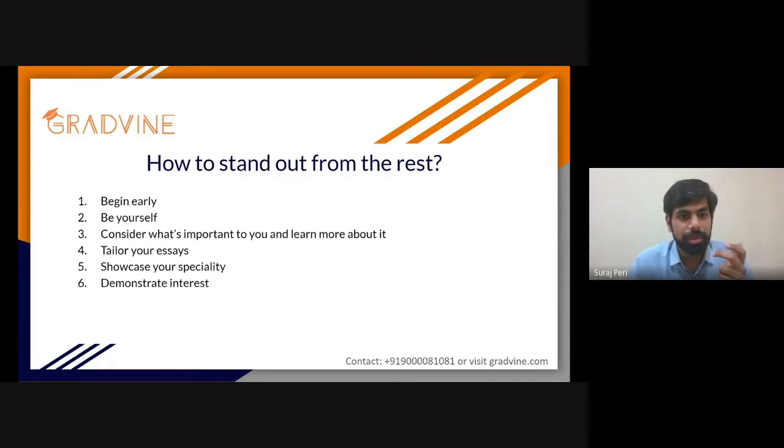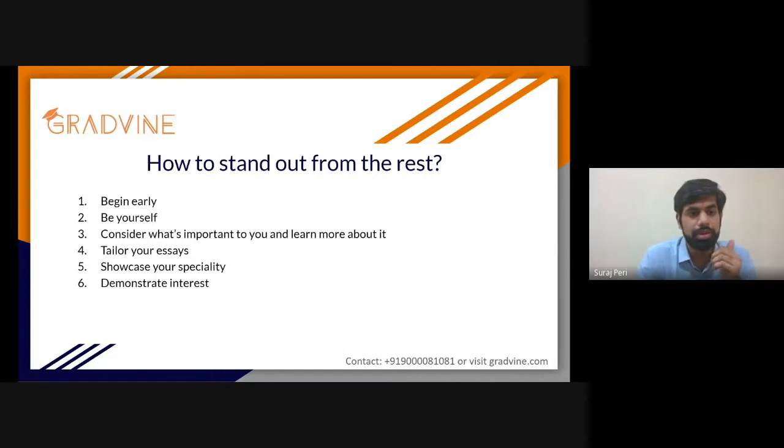Consider what is absolutely more important and learn about it. What are you most interested about, and go deep dive in it. Universities do not want well-rounded individuals. Universities want well-rounded classes, made up of specialists. So you want to be specializing in something. Absolutely tailor your essays. Generic essays will not work.